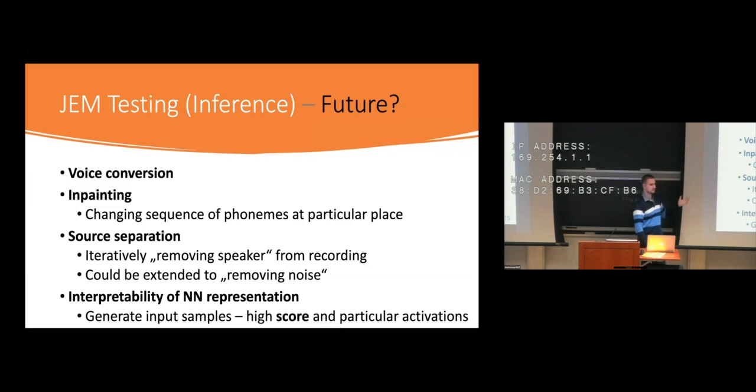For example, voice conversion would take the recording and just take the speaker embedding, while it would keep the same sequence of phonemes. You could use it in the same way for inpainting, while you would have everything else fixed. Yeah, it's the last slide. So inpainting is the same thing, just changing a particular phoneme. It could also be used in a more advanced way, for example for source separation, where you would iteratively try to remove something from the utterance in order to get a high likelihood.